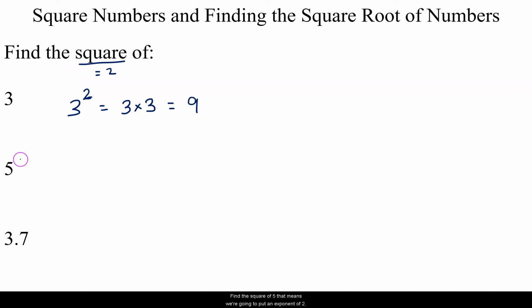Find the square of 5. That means we're going to put an exponent of 2 for our base of 5. 5 squared is 5 times 5, which is 25.